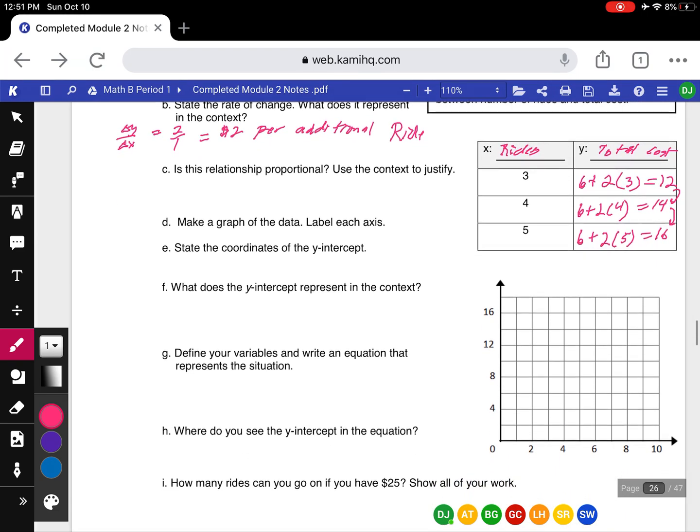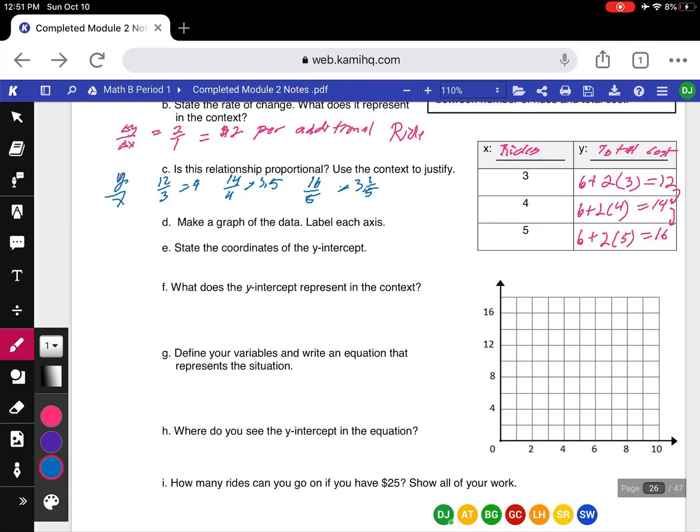Is this relationship proportional? Well, let's go ahead and look at my ratio of y over x. This is different. We're not looking at the change. We're not looking at the increase. We are just looking at the values of y over x. So this would be 12 over 3, which is 4. Then this is 14 over 4, which is 3.5. And then this is 16 over 5, which is 3 and 1/5.